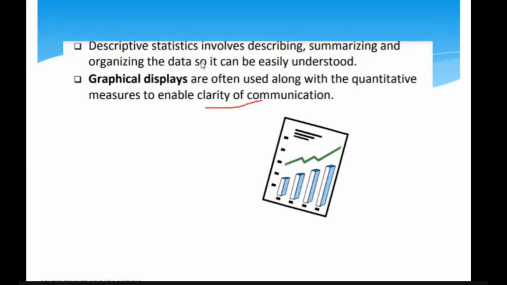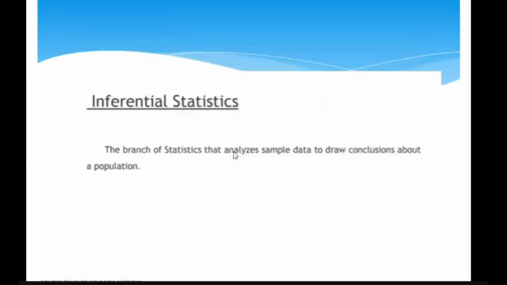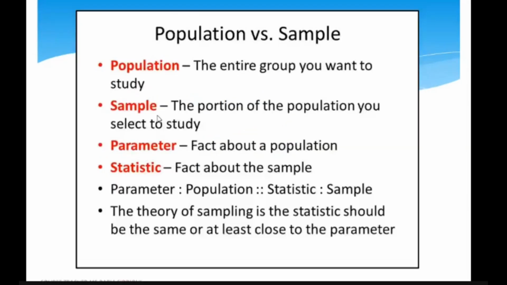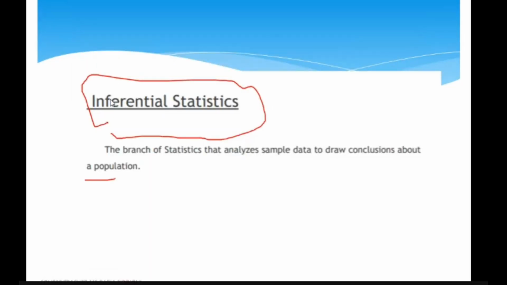In descriptive statistics, we learn that it involves describing, summarizing, and organizing the data. Once you organize the data, then you use these data values to draw conclusions about a population. So the branch of statistics that analyzes sample data to draw conclusions about a population is inferential statistics. Let's discuss the term population.